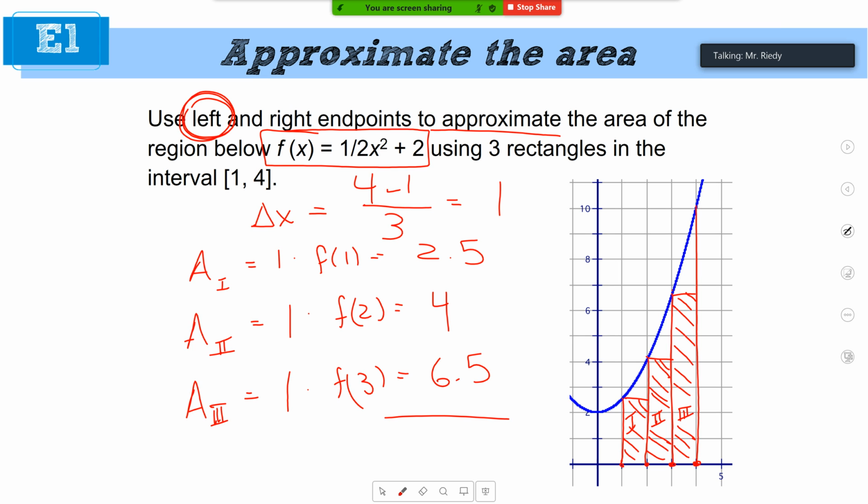Add 10.5, 12.5, 13 units. Let me stop for a check there. Everybody good on that? No problems there?